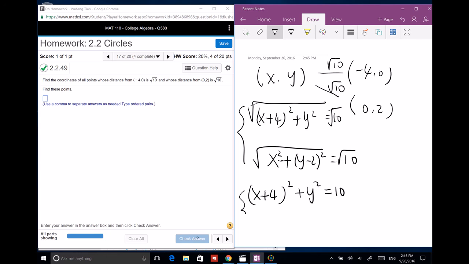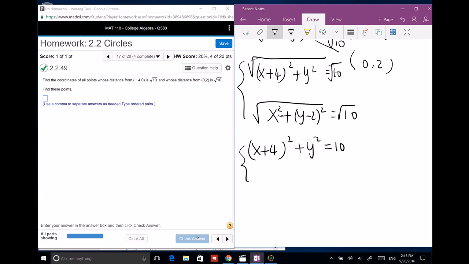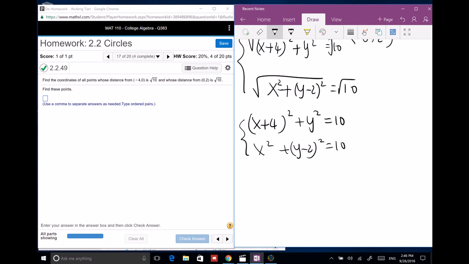Also, you got another one, x squared plus y minus 2 squared, which is 10. Now you FOIL it. So x squared plus 8x plus 16, you FOIL this one to here, plus y squared equals 10. The other one, you got x squared plus y squared minus 4y plus 4 equals 10. Now we subtract it.